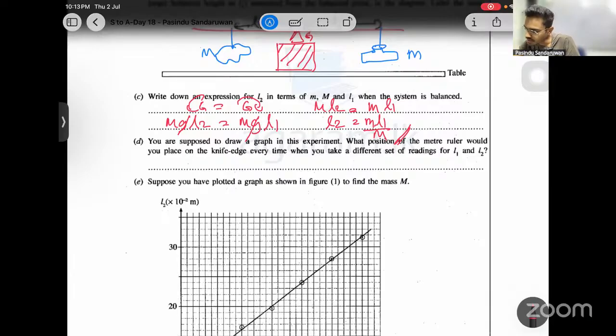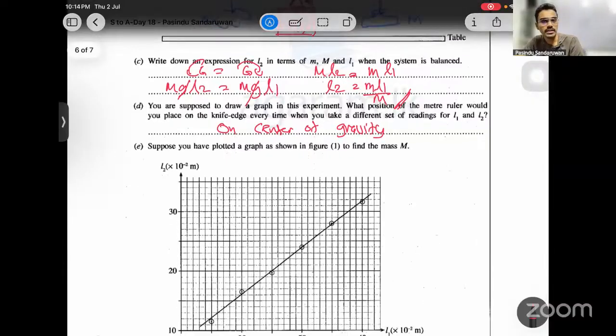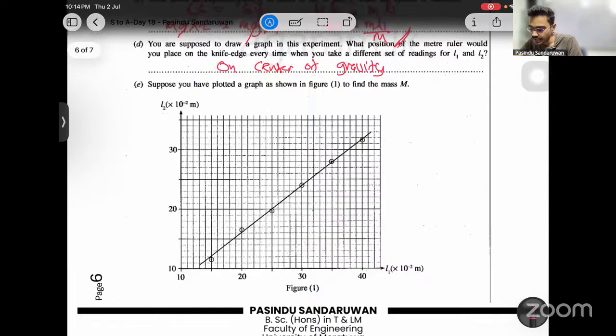What position of the meter ruler would you place on the knife edge every time when you take the different set of readings for L1 and L2? Always the center of gravity, right? We are keeping the knife edge on the center of gravity, because otherwise that force movement always comes from mg. Mg means the weight of the meter ruler, right?